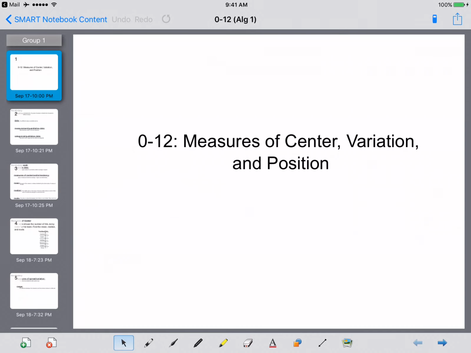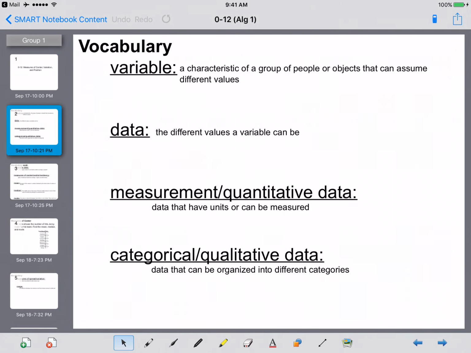Welcome to Chapter 0, Lesson 12, Measures of Center, Variation, and Position. So this one is very vocabulary heavy and I apologize, but our first vocabulary word is a variable. And this is something that you should know. It's a characteristic of a group of people or objects that can assume different values.